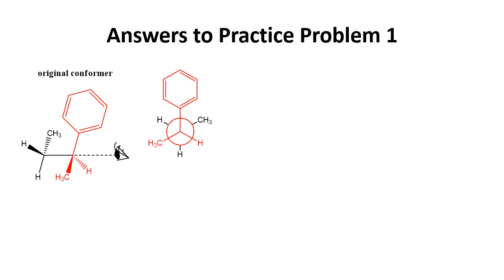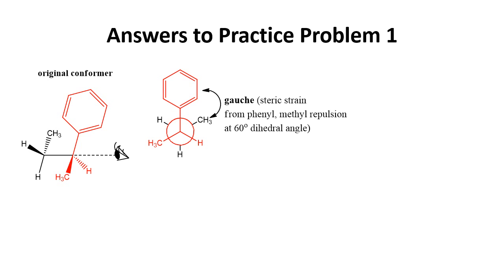In the back, we have a methyl group, which is in the upper right, a hydrogen atom, which is in the upper left, and another hydrogen atom, which is straight down. This gives us a gauche interaction between the benzene ring or phenyl group and a methyl group. This is steric strain caused by phenyl-methyl repulsion at 60-degree dihedral angle.